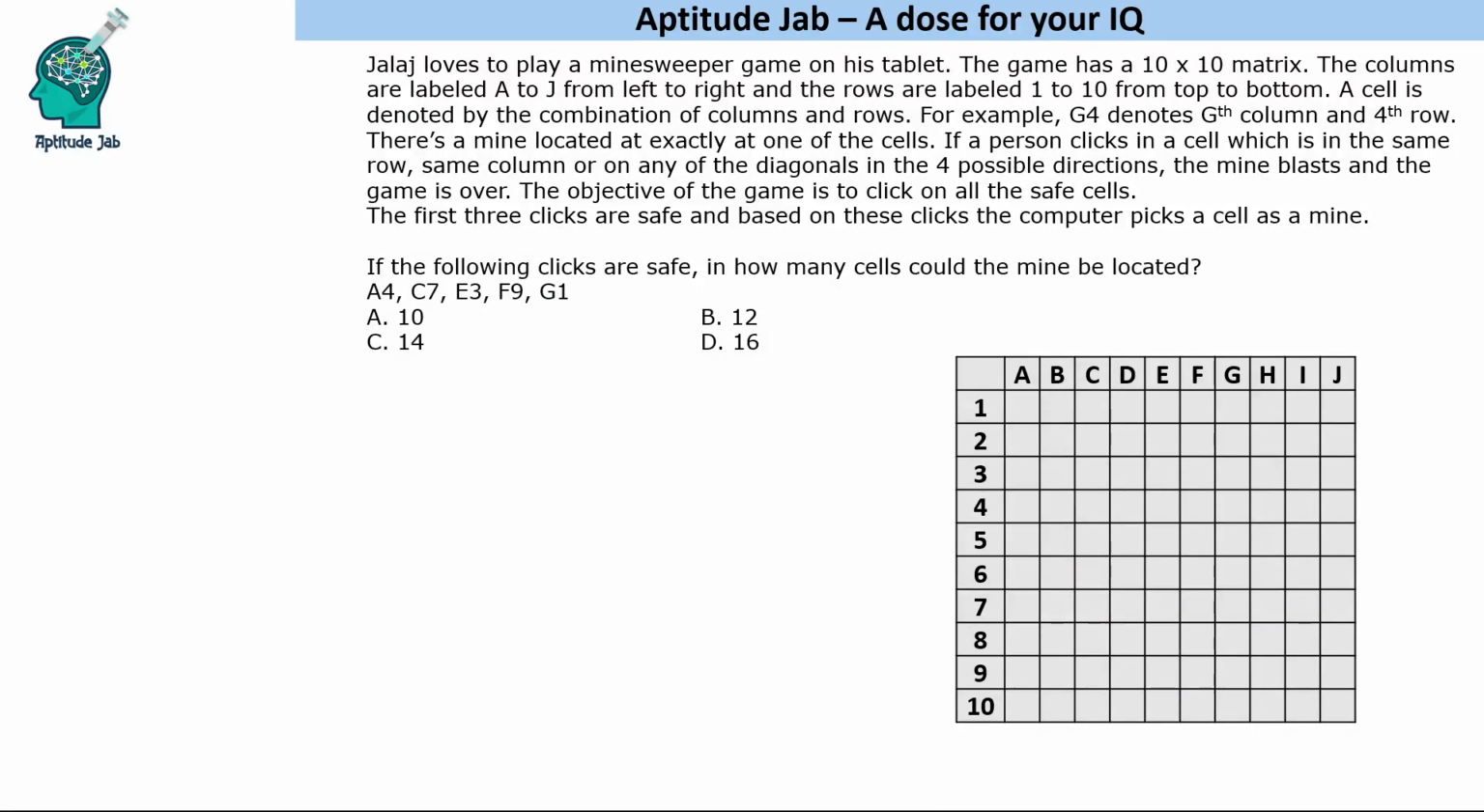If the following clicks are safe, in how many cells could the mine be located? Okay, so these clicks are given to us as safe. So we will remove the corresponding safe cells from the mine, and we will get the answer. The first thing is we will remove all these columns and rows. So A, C, E, F, G.